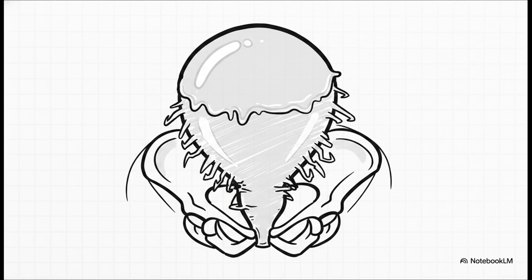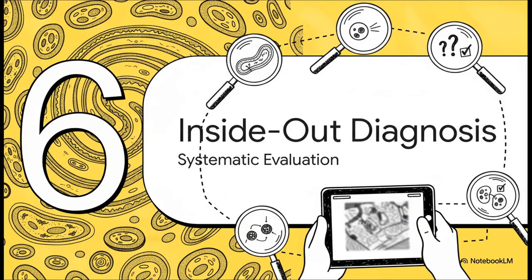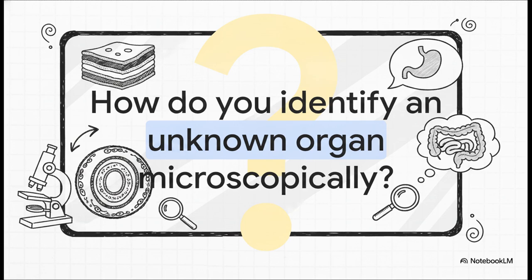The urinary bladder does the exact same thing, serosa on the top dome where it needs to expand, and adventitia everywhere else to hold it securely in the pelvis. And finally, Section 6. The inside-out diagnosis. Okay, let's completely shift gears for a second. Put yourself in the shoes of a junior histopathologist. Imagine you're handed a glass slide. You peek under the microscope at low power, and you see a layered tubular structure. How do you solve the puzzle and figure out exactly which organ you are looking at?